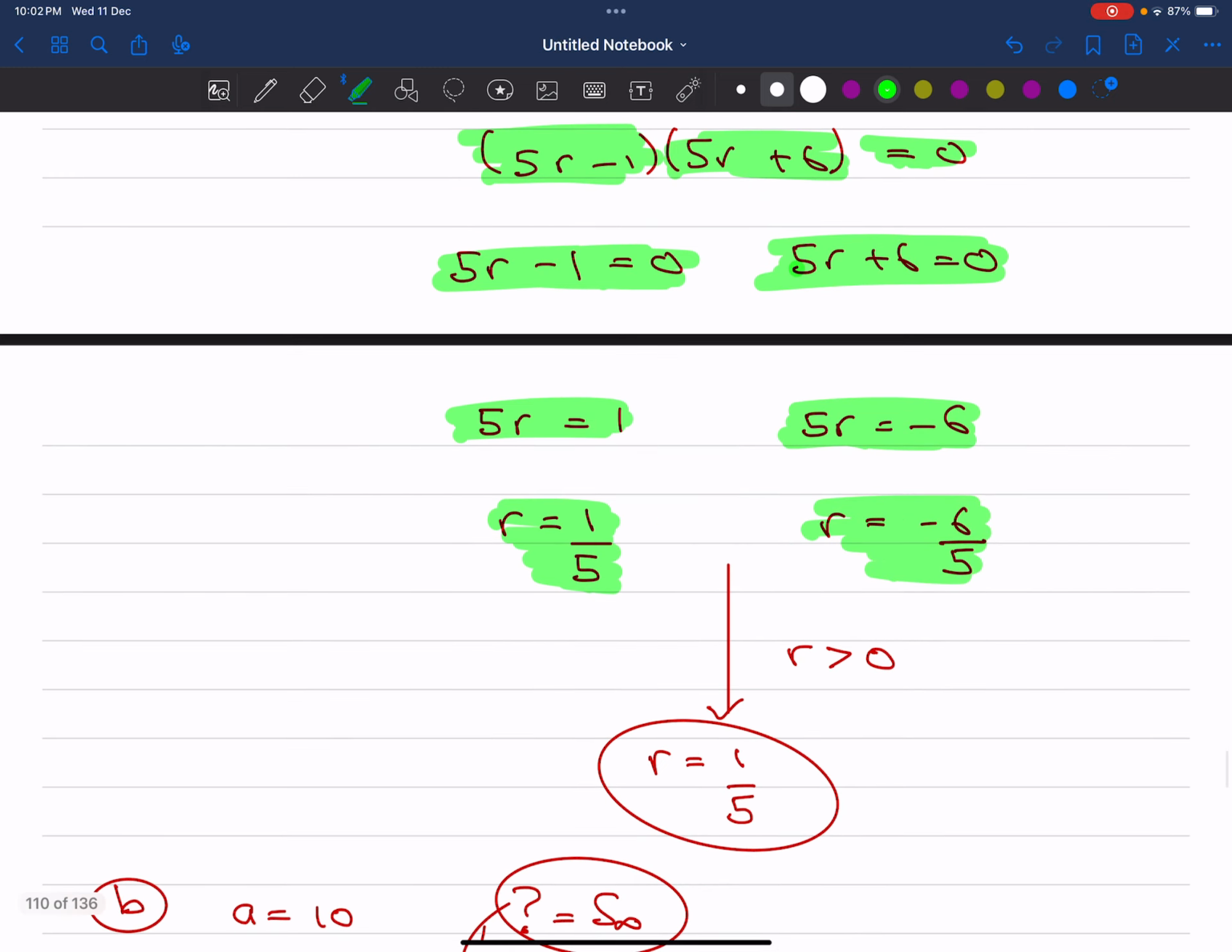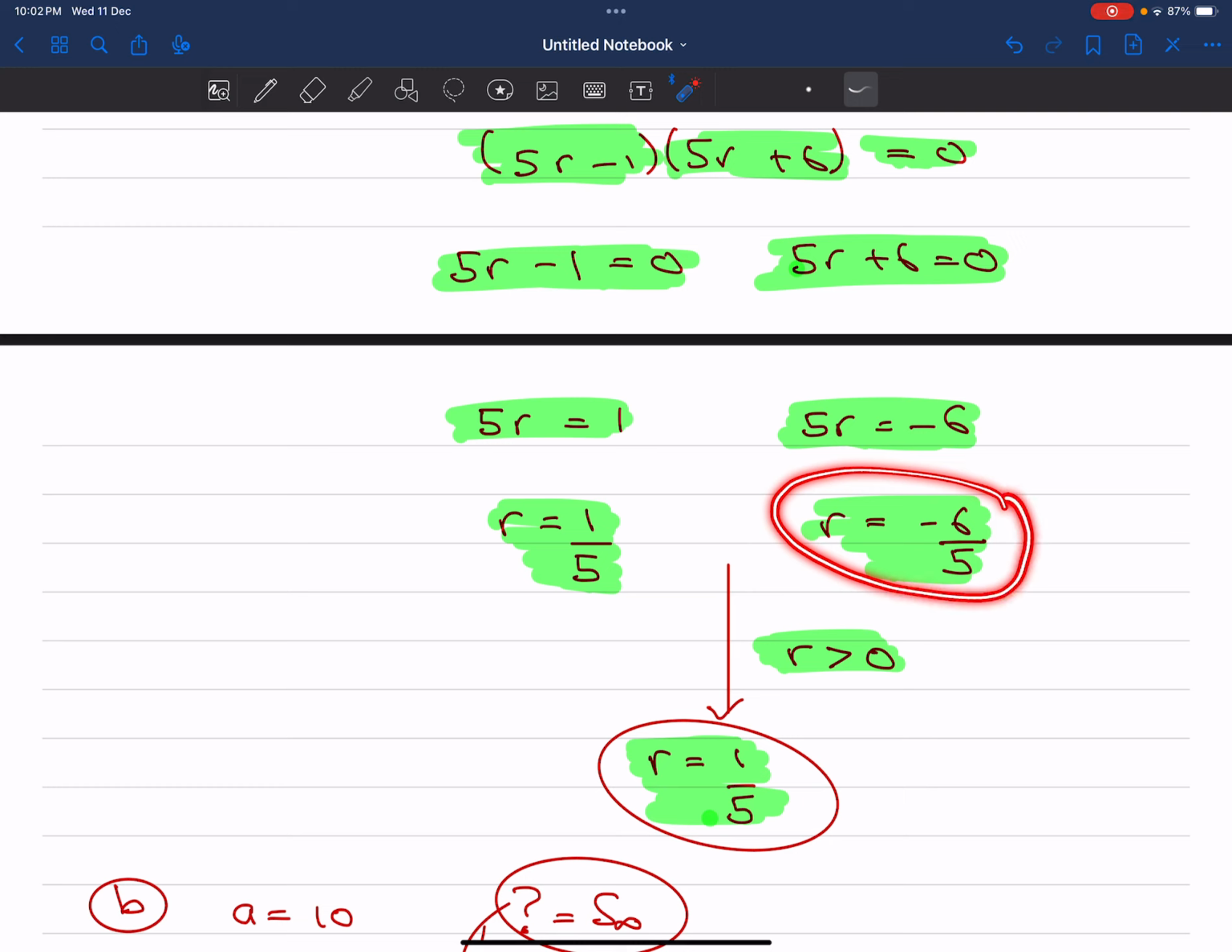But we were given that R is more than 0. That is positive. So our answer must be R equals 1 over 5. We cannot take negative 6 over 5 because we were given R is more than 0, positive.